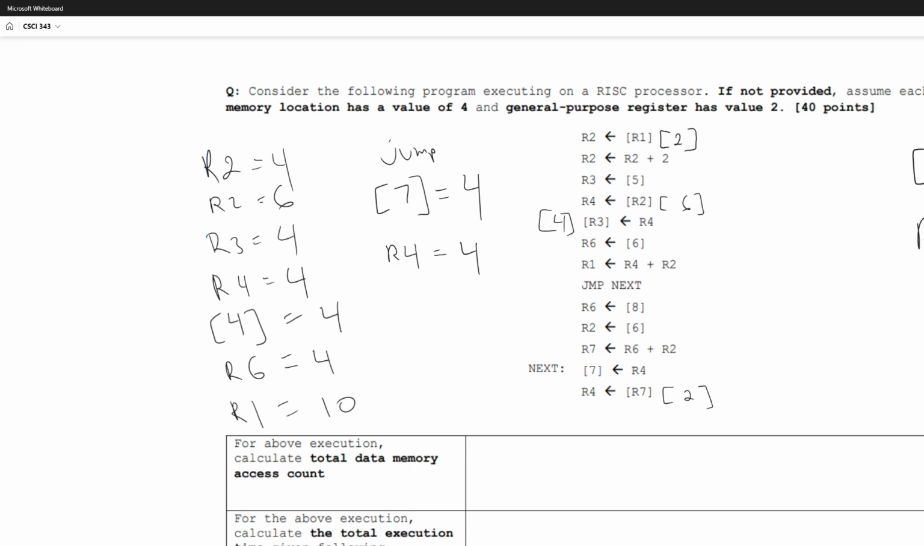Okay. For the above execution, calculate total data memory access count. So these lines of code won't run. Data memory. So anytime we have to go to main memory. So once, twice, 3, 4, 5, 6, 7 times. For the above execution, calculate the total execution time. Each stage. Okay.